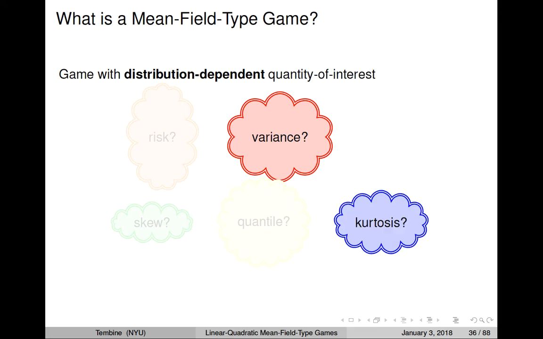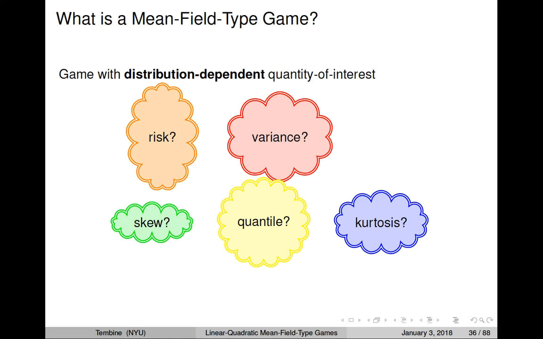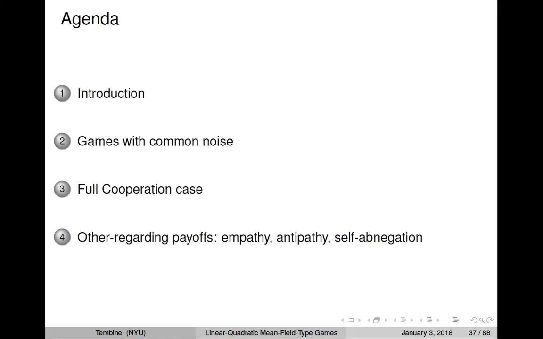And so a mean field type game, as you understood, is a game where the payoff function depends not only on the state action profile, but also on the distribution of it. So a distribution-dependent quantity of interest. Okay, variance, quantiles, kurtosis, Q, and in general, risk functionals.